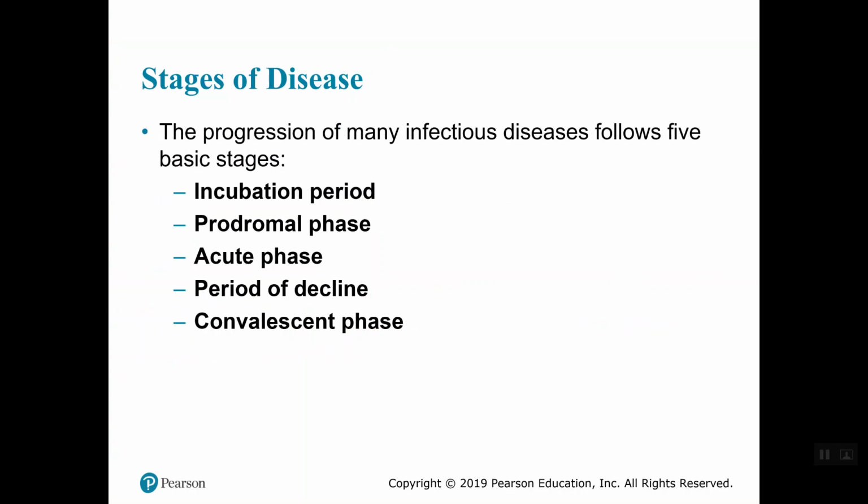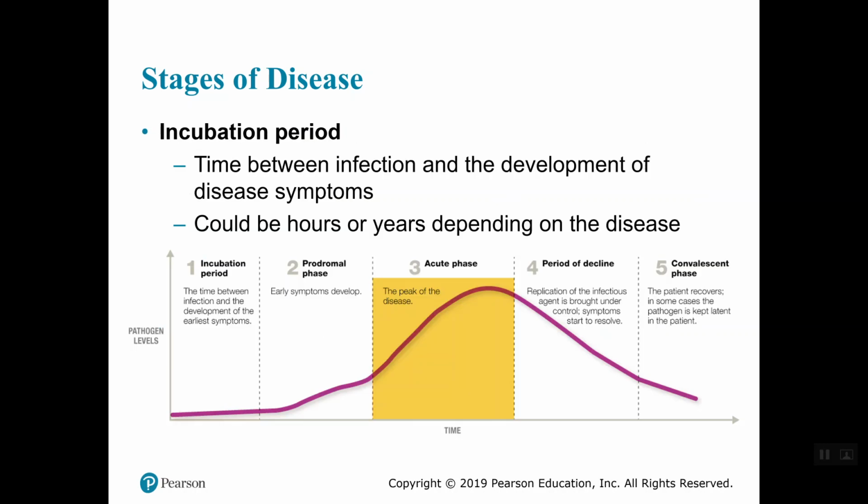So just in general, let's talk about the progression of infectious disease. Again, not every disease follows this rule, and we'll talk about some exceptions as we go through, but in general, there are 5 basic stages of disease. You have the incubation period, the prodromal phase, the acute phase, the period of decline, and then the convalescent phase. So let's go through each of these.